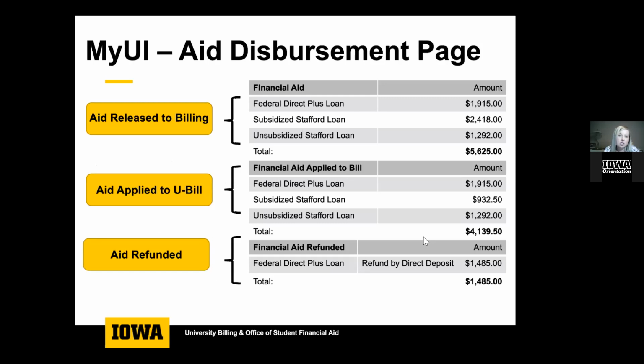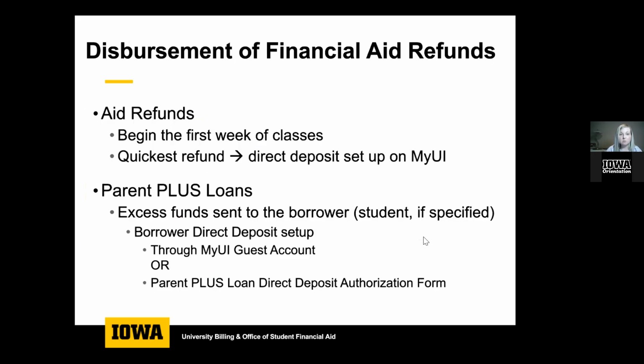The top section is going to give you a summary of all the financial aid that has been released over to billing to be utilized either toward the U-bill or refunded. That middle section shows of that aid how much has been applied to the U-bill. And then the bottom section shows if there's anything remaining after all eligible charges have been covered, what has been refunded, and then what method, whether it was by direct deposit or check, for example.